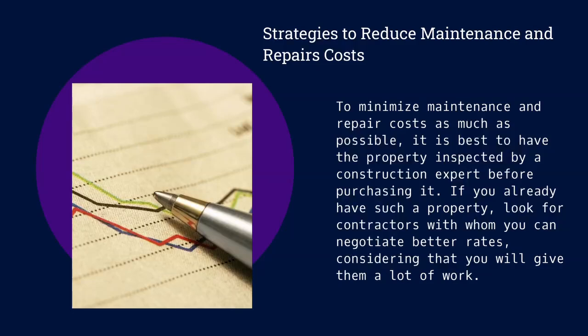But if you already have such a property, look for contractors with whom you can negotiate better rates, considering that you will give them a lot of work. So you can just talk to a handyman or to a contractor and say, hey, I have this property that constantly needs maintenance, and I have 2 or 3 in my portfolio that are the same. Could we negotiate a better rate in case I give you the three properties to repair constantly, right? So that is another way of saving costs there.